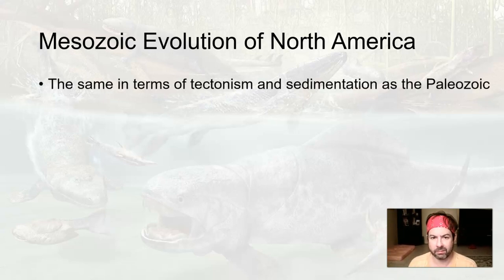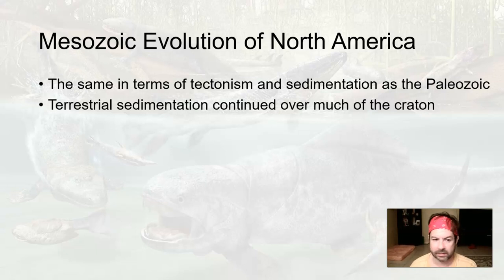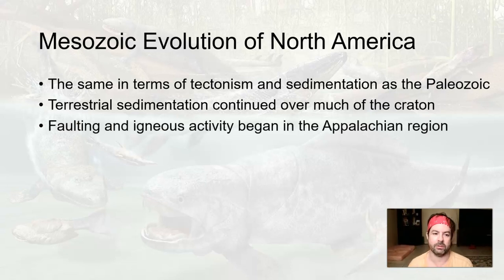There was still the same kind of tectonism and sedimentation as in the Paleozoic. Tectonic plates moving around the same speed, weathering and erosion occurring, sedimentation, deposition, all of that very similar to the Paleozoic in speed and frequency. There was a little bit more terrestrial sedimentation and deposition over much of the Craton because, as it turns out, there was less transgressive, regressive events during the Mesozoic. There's less oceans covering the North American Craton.